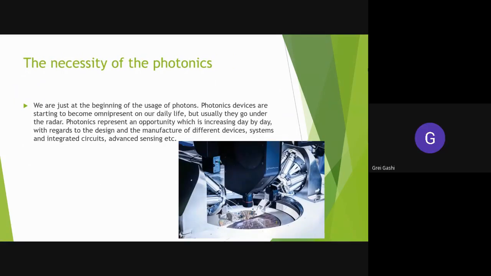The necessity of photonics. We are just at the beginning of the usage of photonics. Photonics devices are starting to become more omnipresent in our daily life, but usually they go under the radar. Photonics represents an opportunity which is increasing day by day with regards to the design and manufacture of different devices, systems and integrated circuits, advanced sensing, etc.